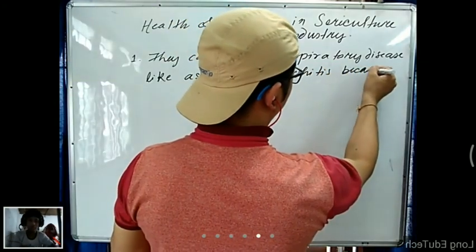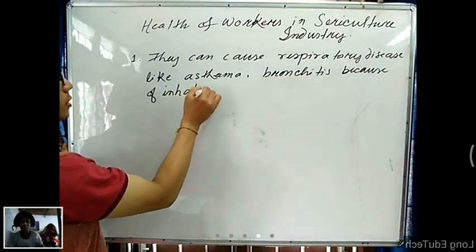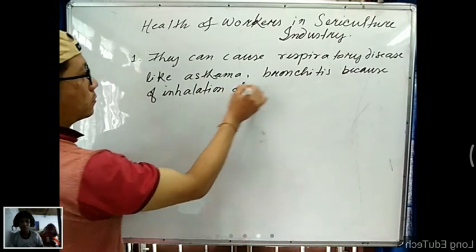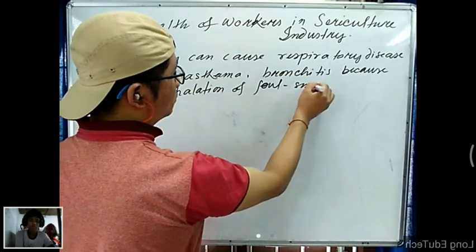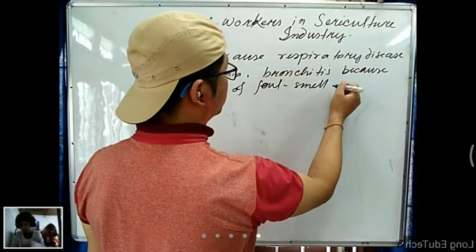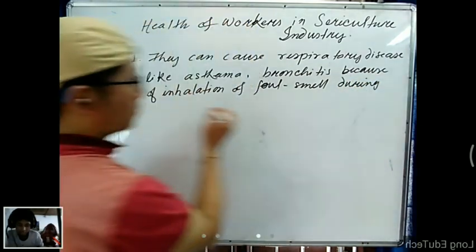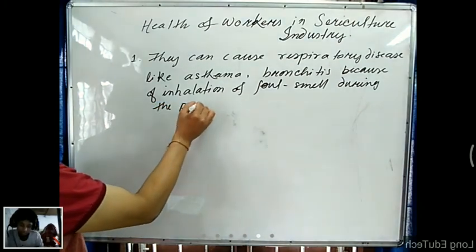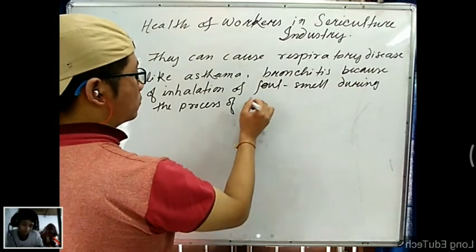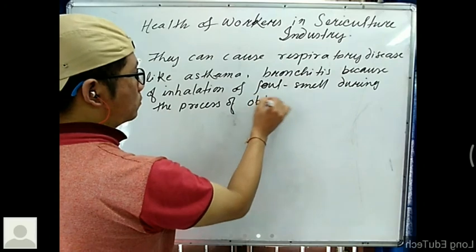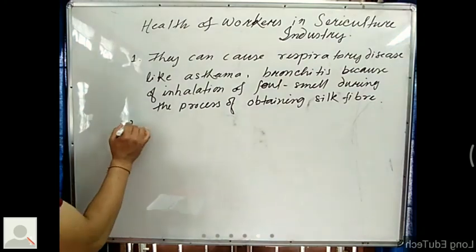bronchitis. Okay, and also here they used to cause all these kinds of sickness because of the inhalation of the foul smell. All these cocoons used to have a foul smell, and this foul smell is also produced during the process of obtaining the silk fiber.